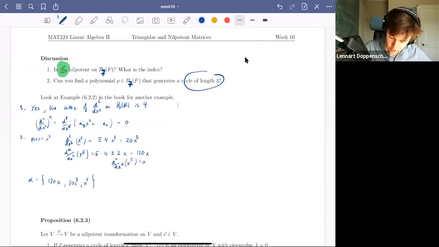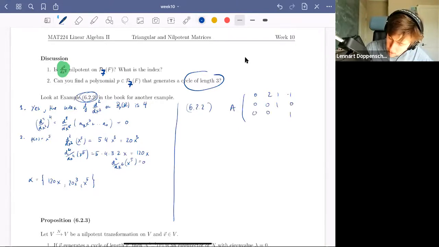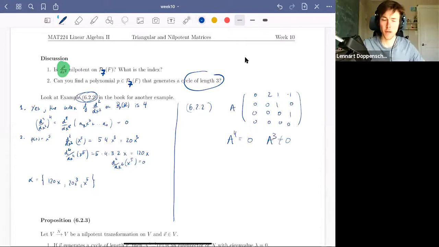If you want another example, I don't want to look into this too deeply now, but 6.6.2 in the book just gives you the matrix 0 1 minus 1 0, 0 1 0. There's a 1 and the rest is 0. So you can verify that A to the 4 is 0 while A to the 3 is non-zero. So it's a transformation from R4 to R4. This will be a nilpotent transformation, and the book actually gives you an example of a cycle.